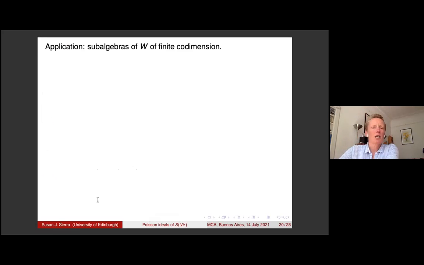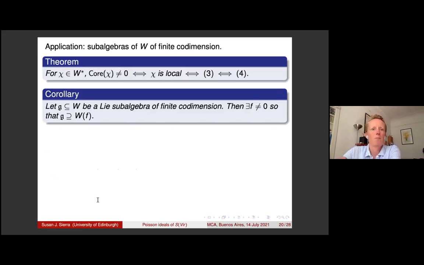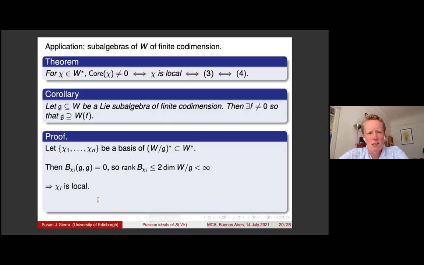Well, first of all, the subalgebra has finite codimension. This doesn't look like it has much to do with Poisson ideals, but it does. This is just restating the theorem, and a corollary of it is that any subalgebra of finite codimension needs to contain some W of F. How do you see this? It's actually quite quick and quite nice.